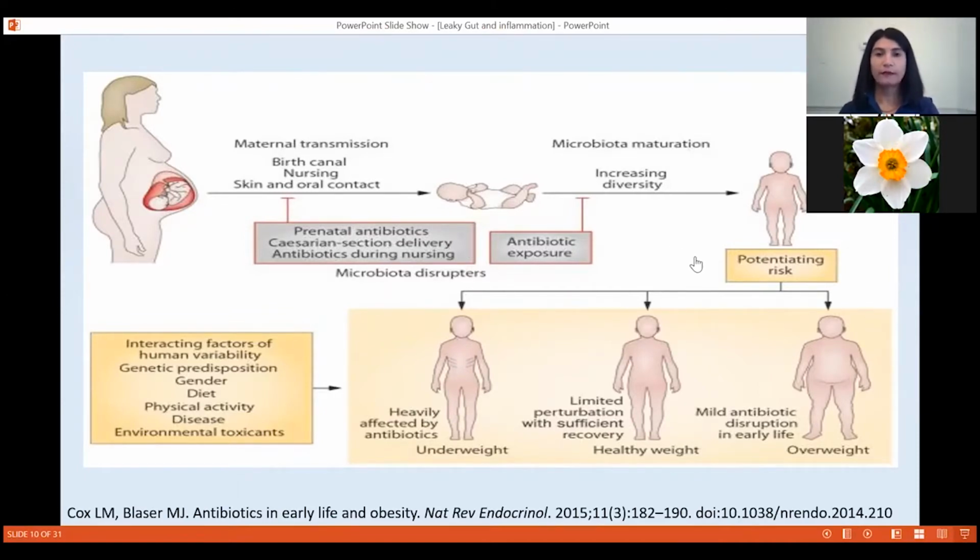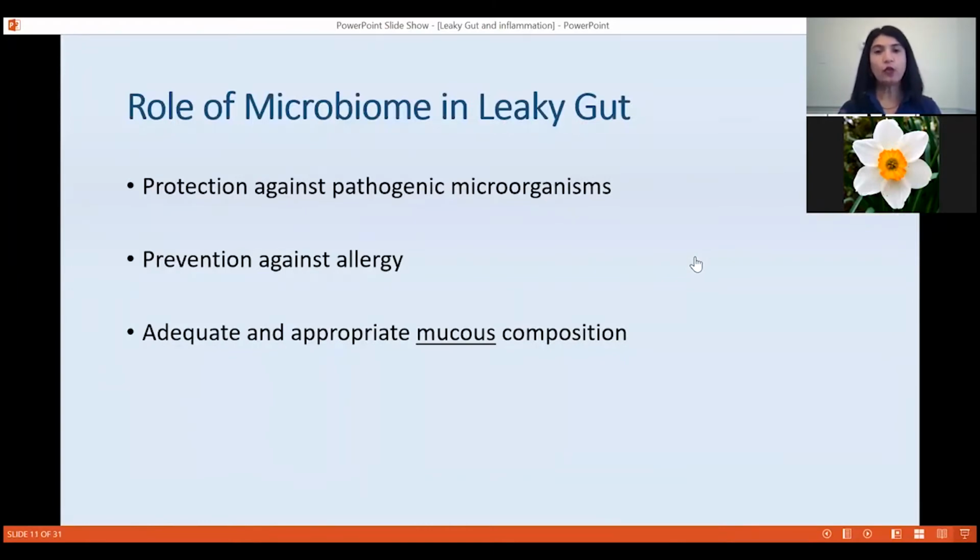So what is the relationship between gut bacteria and leaky gut? In order for us to understand exactly what happens in leaky gut, we will have to understand the role of the bacteria in the immune system of the gut.